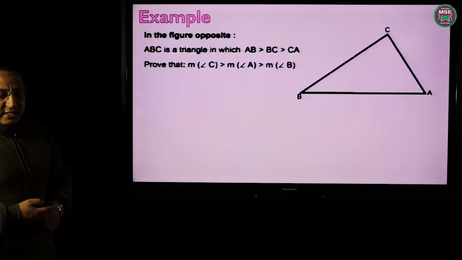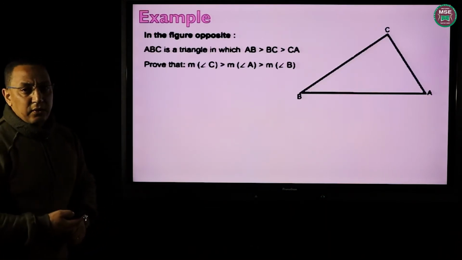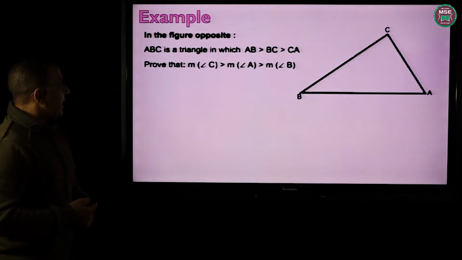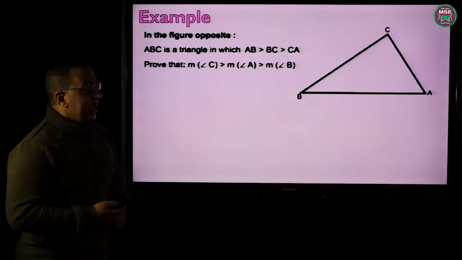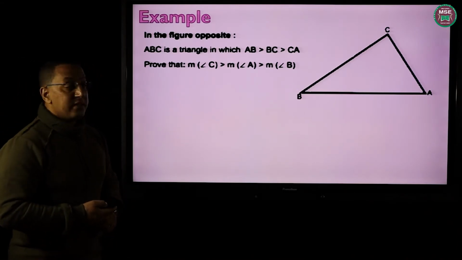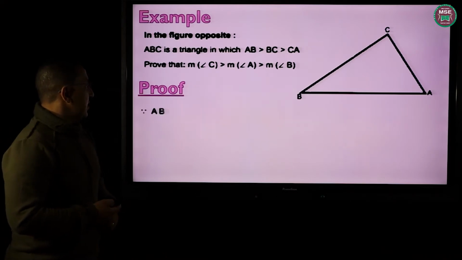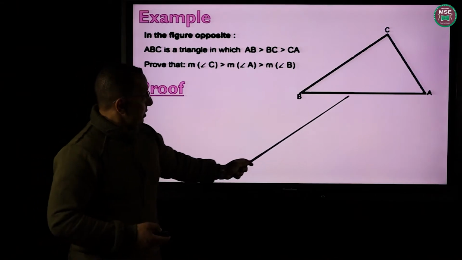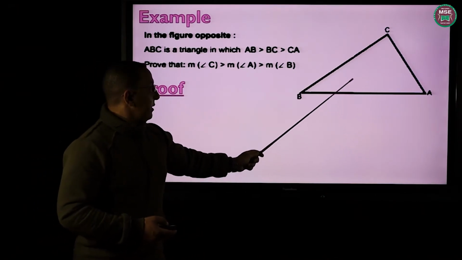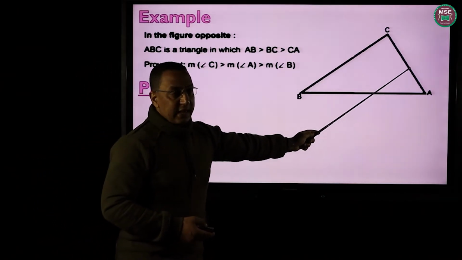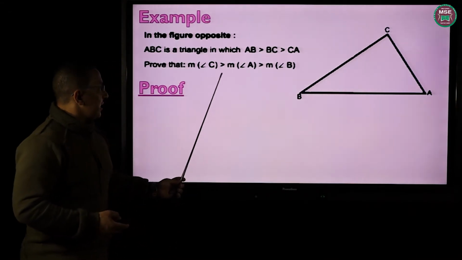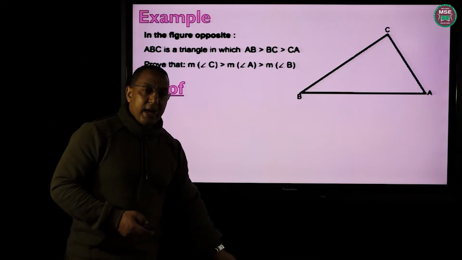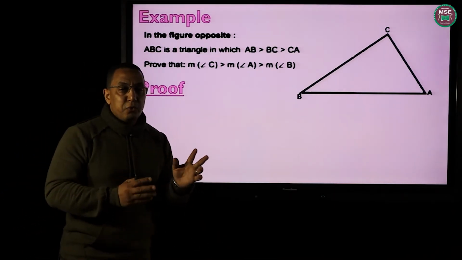In this example, we see triangle ABC in which AB is greater than BC, which is greater than CA, as we see. We need to prove that angle C is greater than angle A, which is greater than angle B. Now I'm going to divide them into two groups.